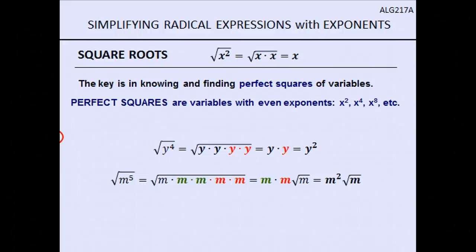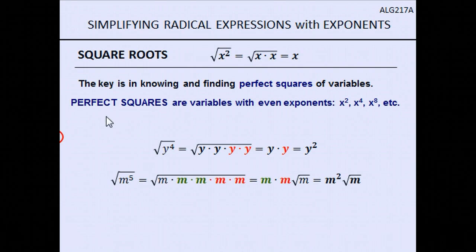Okay, let's simplify some radical expressions with exponents. Here we remember that if we have the square root of something squared, x squared in this case, we have two x's, so the square root of x squared is x.